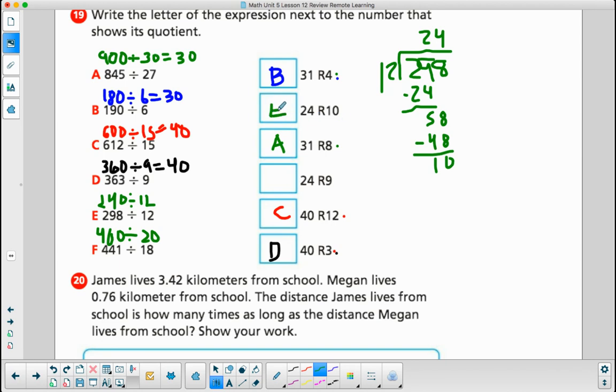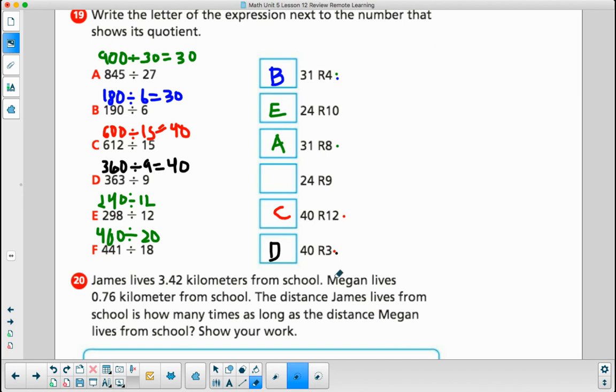Now, process of elimination says this expression, 441 divided by 18, has to be 24, remainder 9. Now, because this is a review for a test, if I was doing this as a test, I'd say, hey, I want to make sure I'm correct. So I would work it out just to be sure. 441 divided by 18, especially since I don't know my 18s very well.